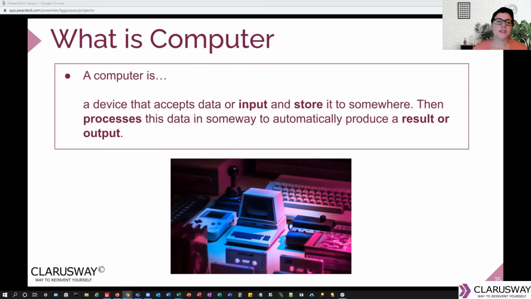So back to our definition, what is a computer? Burn that into our brain, burn that into our mental computer: a device that accepts data or input and stores it somewhere, then processes the data in some way to automatically produce a result or output.